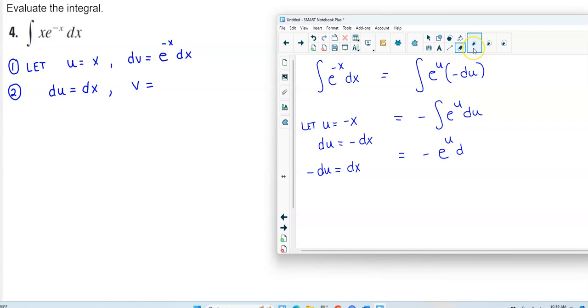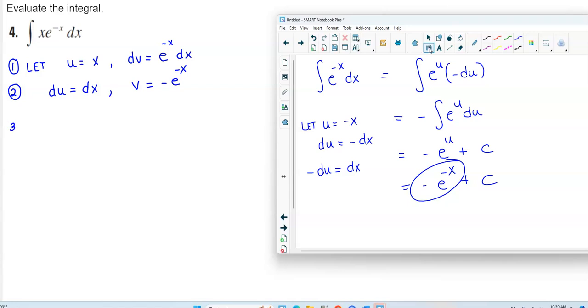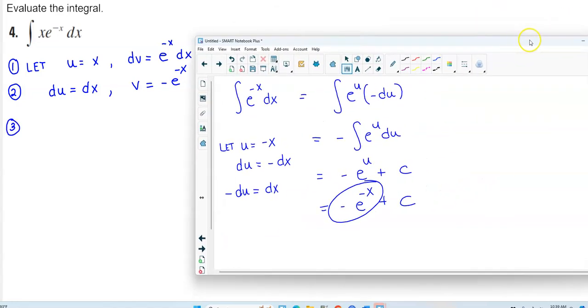So we have negative e to the u plus c, which would be negative e to the negative x. So therefore, we're going to use that piece right there as the antiderivative. So it's going to be negative e to the negative x. Now in step 3, what we're going to do now is rewrite the original problem.